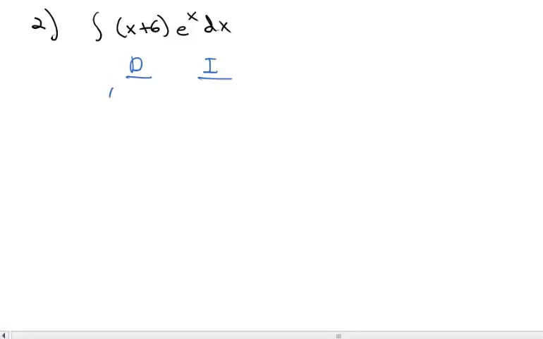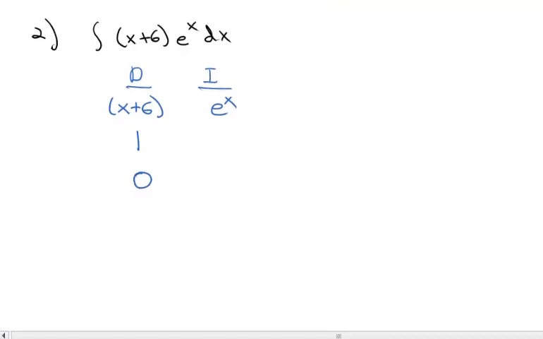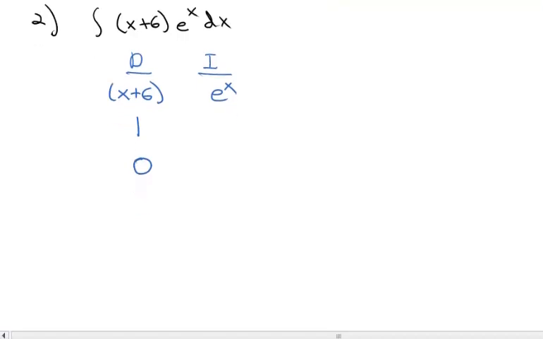So for the derivative column, we're going to use x + 6. And for the integral column, we'll use e^x. And the derivative of x + 6 is 1. And the derivative of 1 is 0. Then we take the same number of integrals. The integral of e^x is e^x. The integral of e^x is e^x. And then we make our diagonals. First one positive, the second one negative.